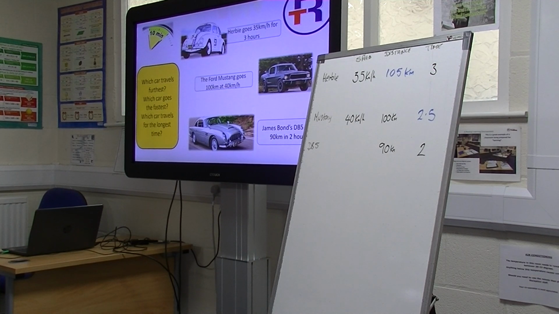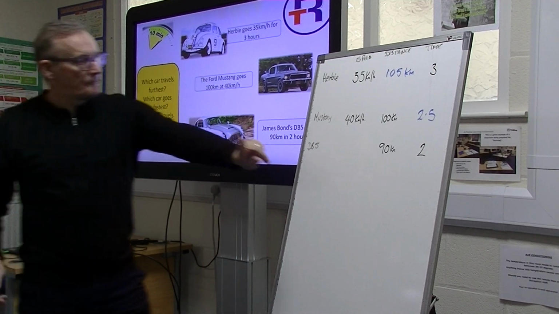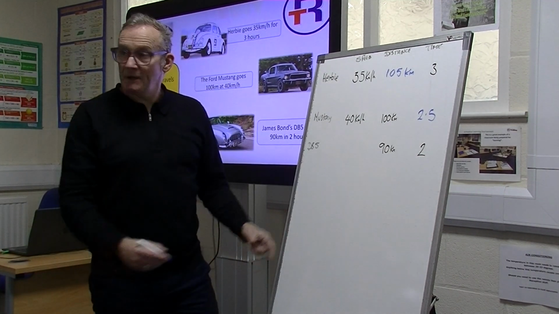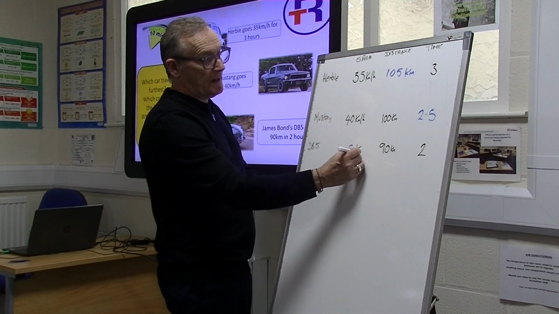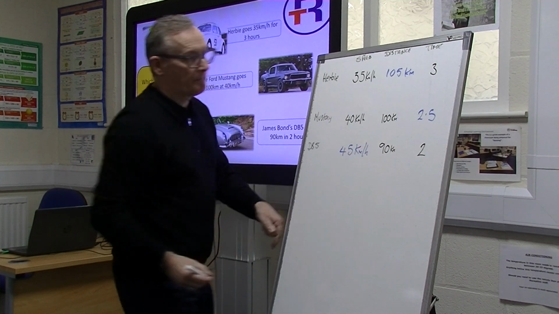The DB5 then, we've got the distance and we've got the time, so it means we're looking for the speed. Speed is distance divided by time. 90 divided by 2. Speed, so it's kilometres per hour.